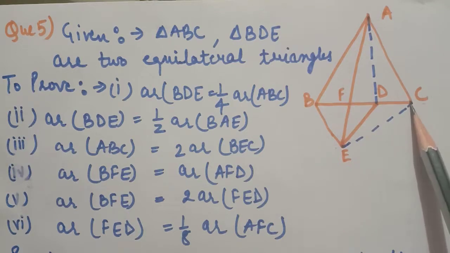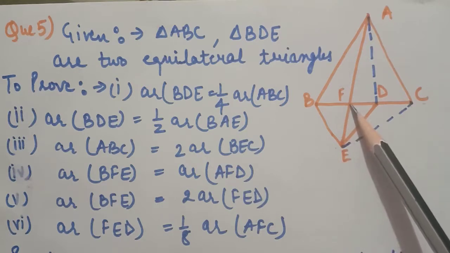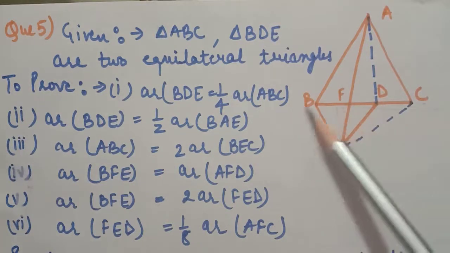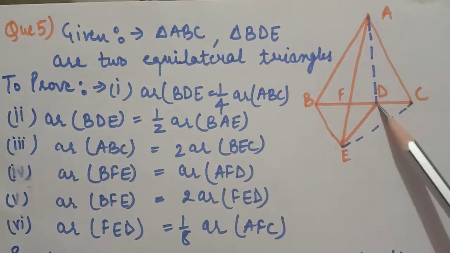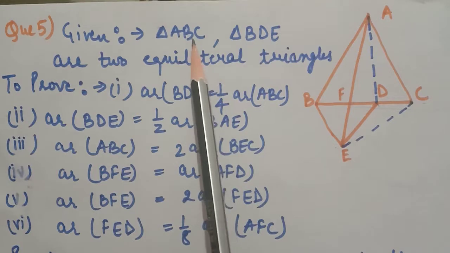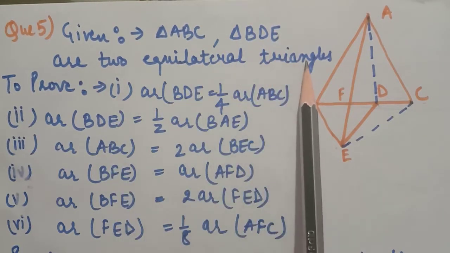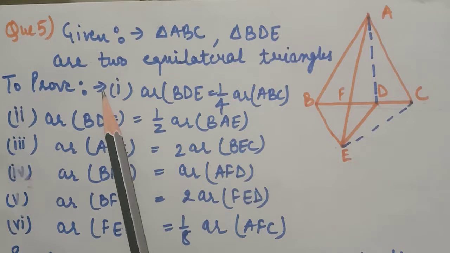If AE intersects BC at F, then definitely this is BC, AF is another line, AD is the median, and now they both meet at point E. So what is given to us? Only one thing is given, that these two triangles are equilateral triangles. But we have to prove 6 parts in this question. So students, we will prove them one by one.